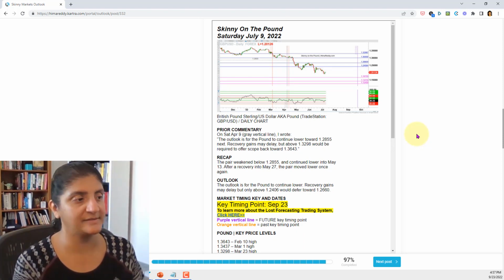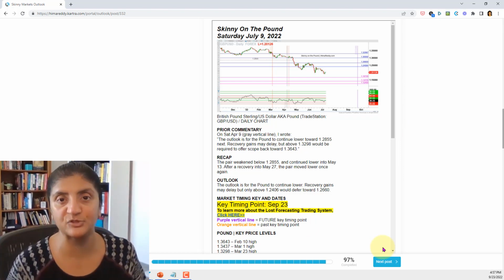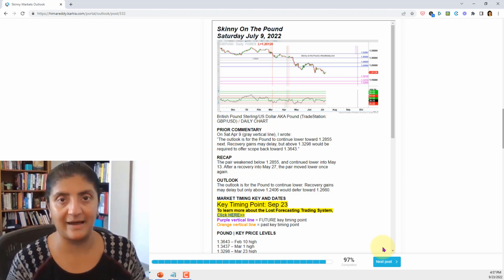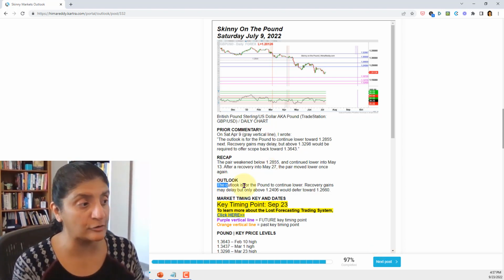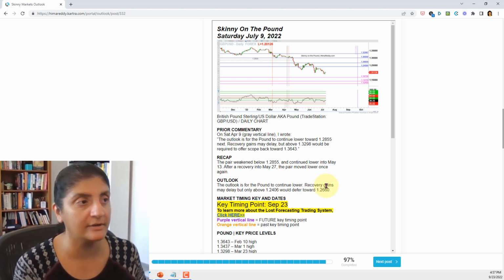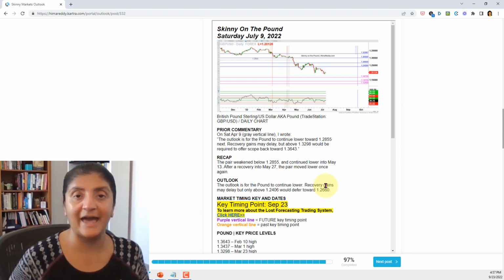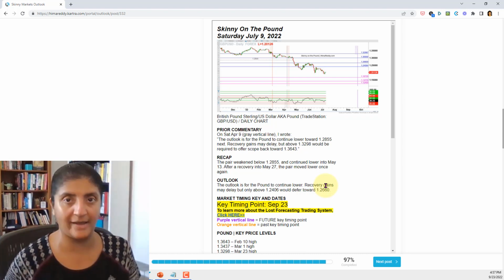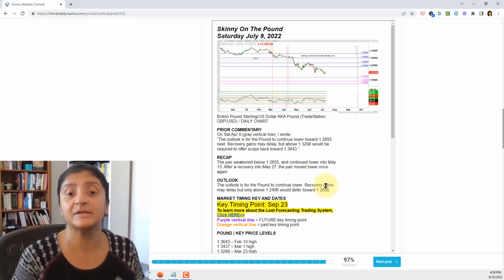What do you see here, guys? In bright yellow, key timing point, September 23rd. That is today. Not one day this way, not one day that way. And you were able to follow that forecast for that date with my outlook that the pound was likely to continue lower, and it would have kept you on the short side of the pound, and it would have really helped you in today's acceleration to stay out of the way. So let's come back to the monthly chart and take it from there and see what's next.